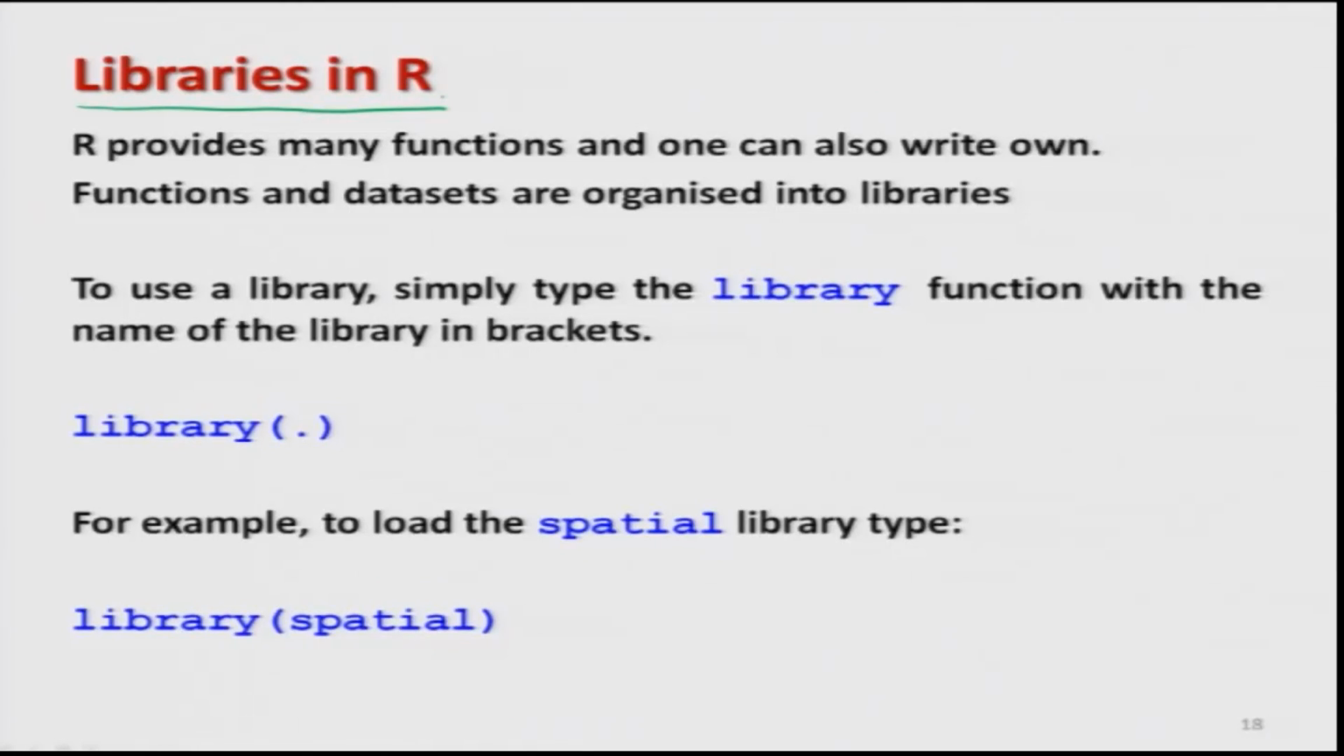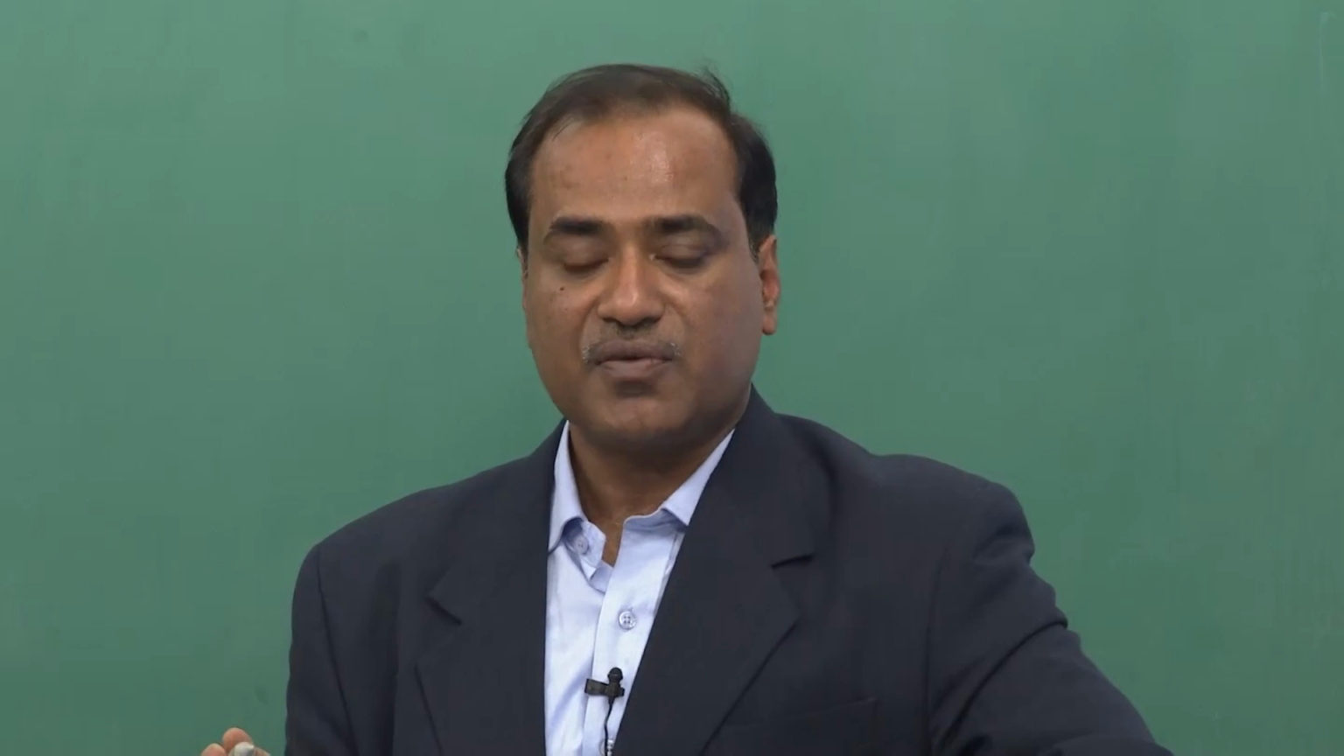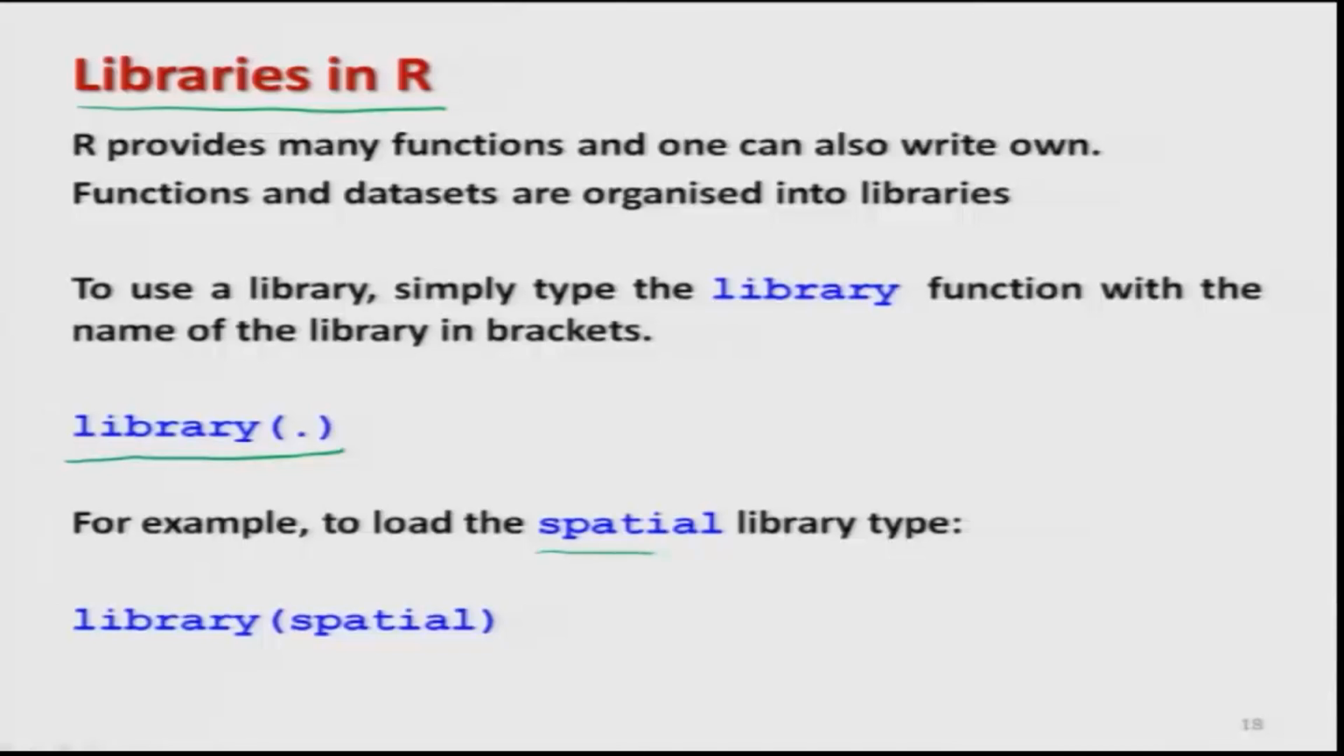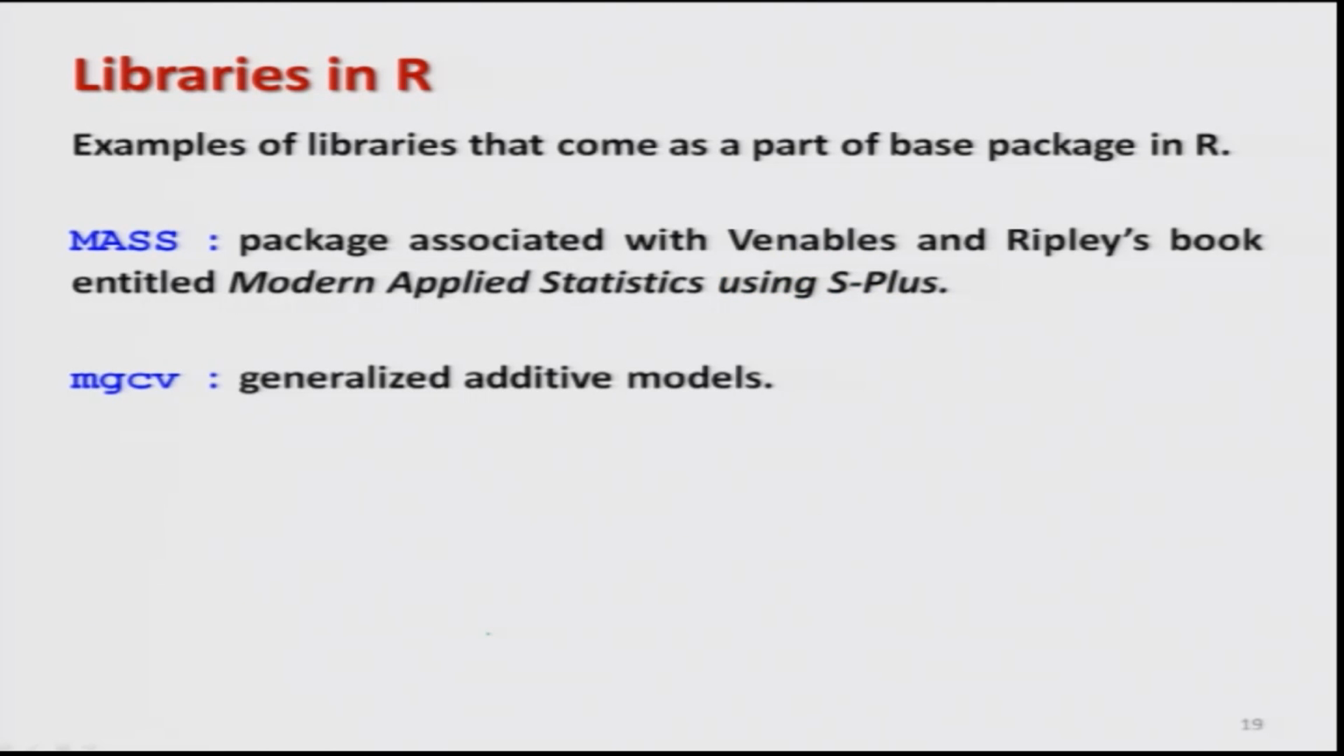So if you want to use a library, you have to type the function library, and inside the bracket you have to give the name of the library which you want to use. For example, if I want to do any statistical data analysis for spatial data, I will use the command library(spatial). Once I execute it, this library will be loaded and then I can use it.